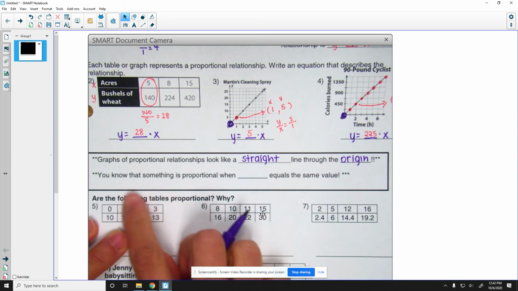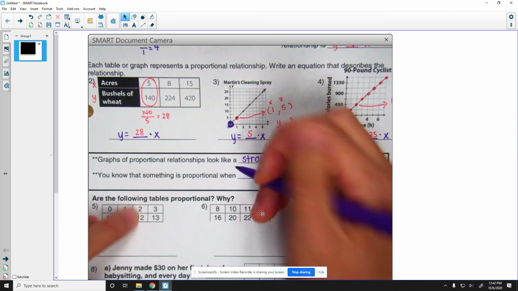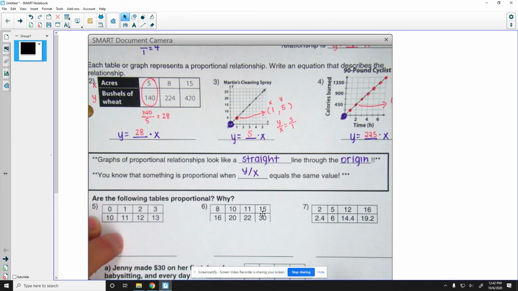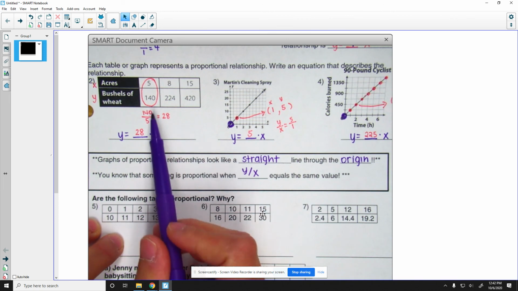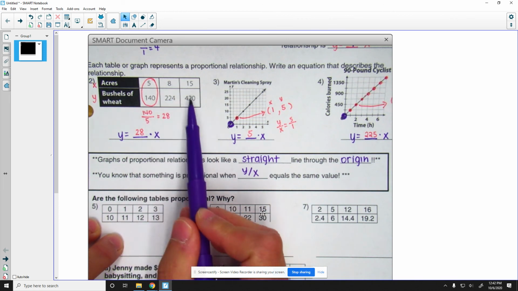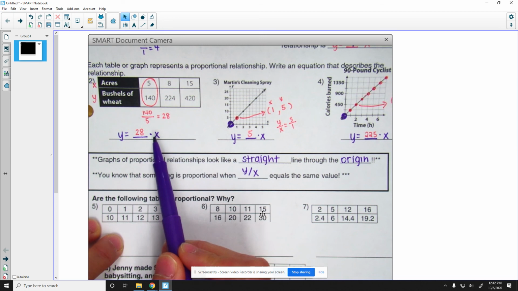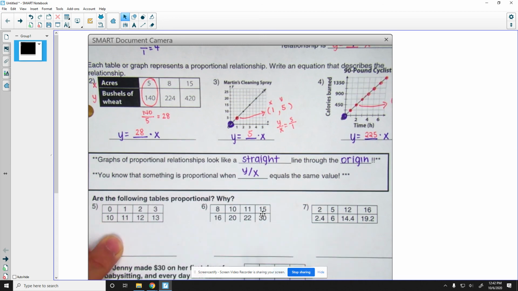All right. Finally, you know that something is proportional when your y over x's equal the same value, right? When you do 140 over 5, 224 over 8, 420 over 15, when they all equal the same number, then you know that it has to be proportional. Okay, finish writing this down, then we're going to move on to something just a tiny bit different, but not really. We're almost done, guys. When y divided by x is equal to the same value.